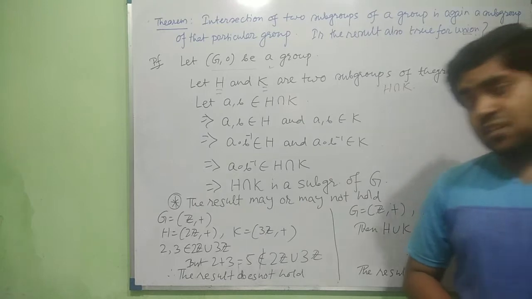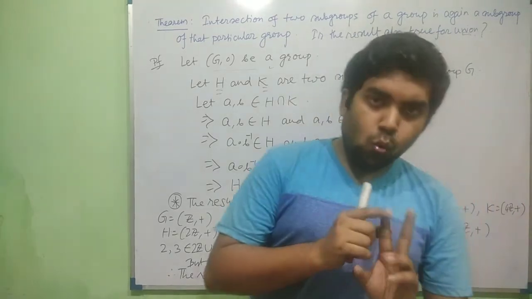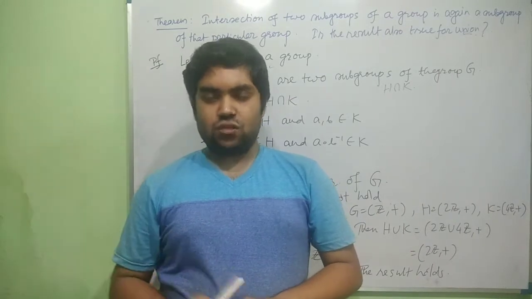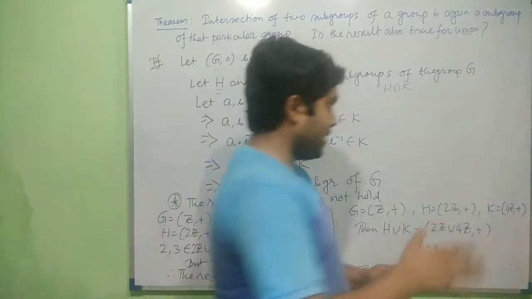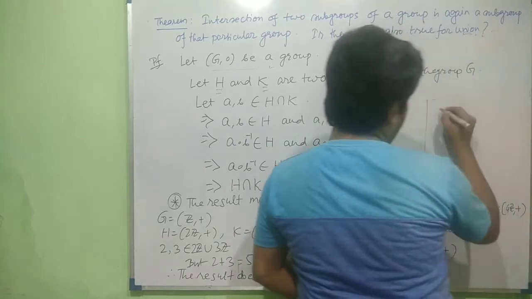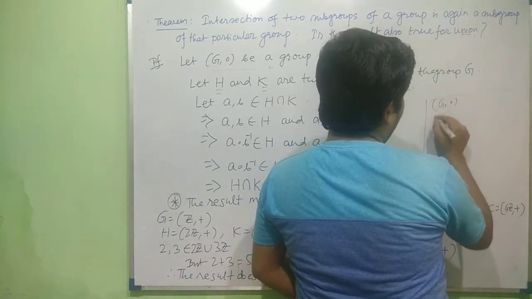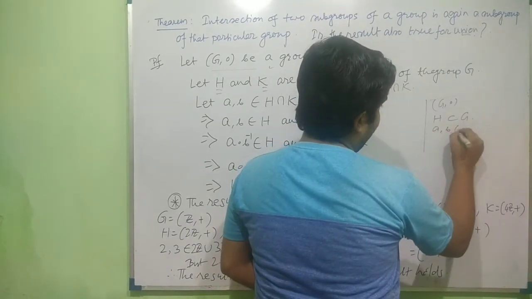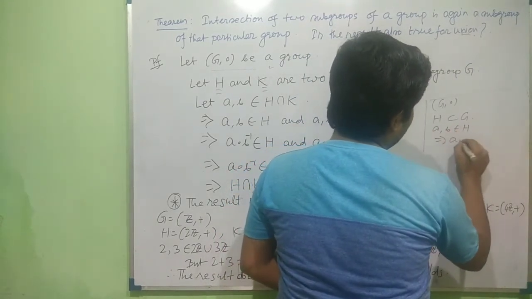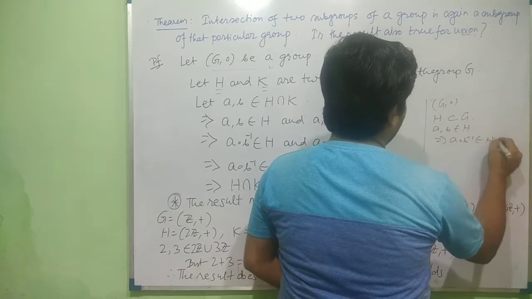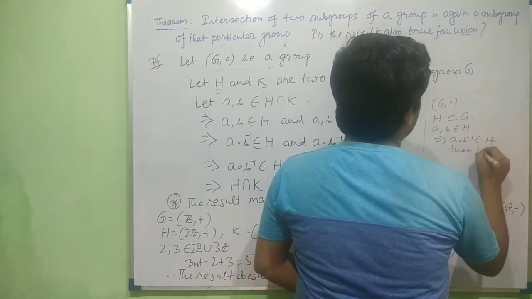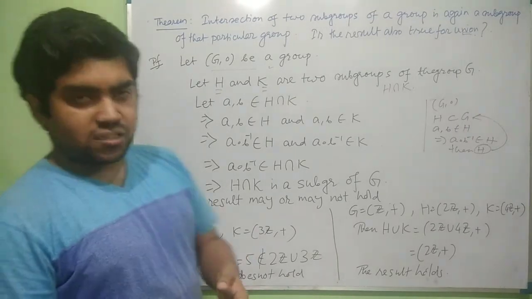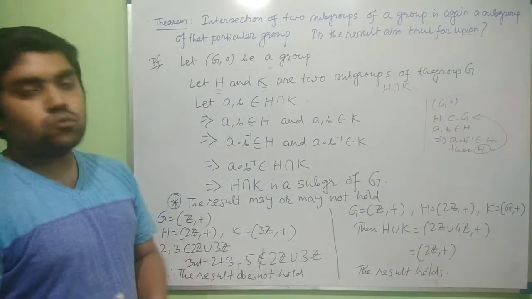Now that condition was: if G is a group and H is a non-empty subset of G, then for two elements a, b in H, if a * b inverse belongs to H, then H will be a subgroup of the group G. It was the necessary and sufficient condition. Here we are going to use this result.